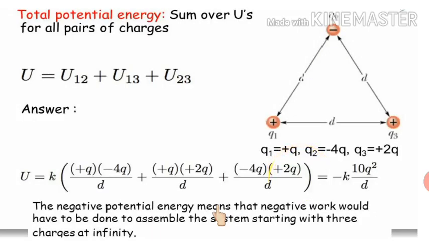We have already discussed the electrostatic potential energy of a system of 3 charges. So that is written over here: U is the electrostatic potential energy, and it will be U12 plus U13 plus U23. The expression we have already derived is that U is equal to K Q1 Q2.